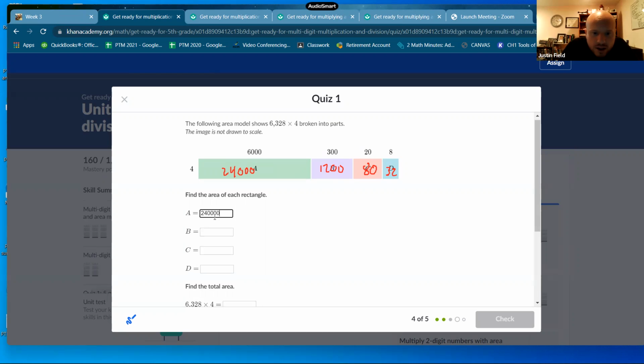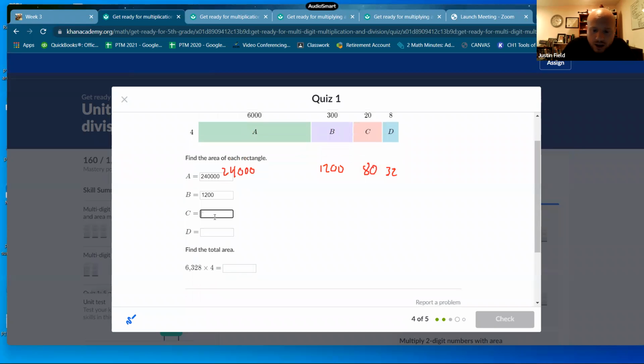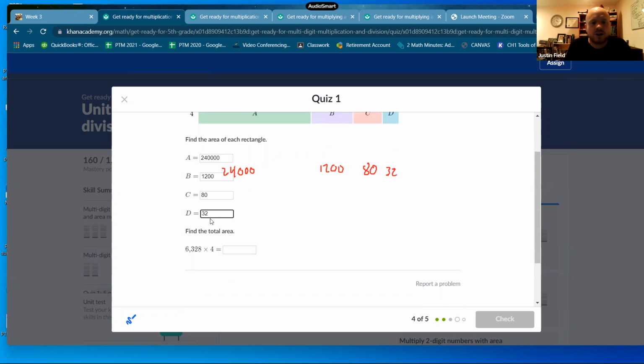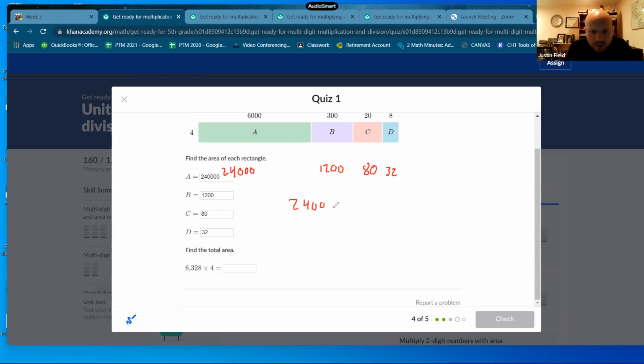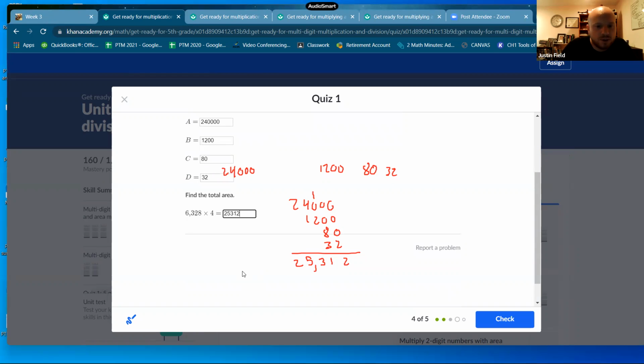24,000 and 1,200 and 80 and 32. And then if you add them all together, we got our answer. Well, now I can't stop short and not do the problem. I just got to do it. So there's a 2. That's 11. It's going to make 3, a 5, and a 2. Is that what you got? Make sure whenever you think you can, pause the video, try it for yourself before I do it. You might find a mistake that I made.